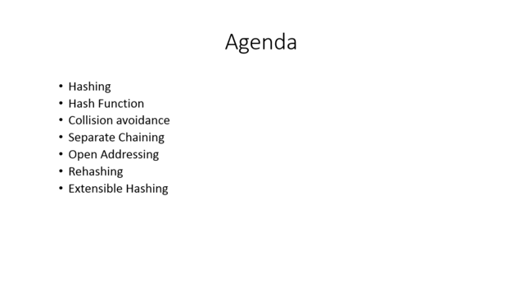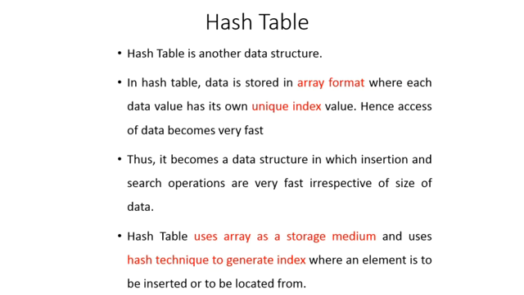We are using separate chaining, and if collision happens, how to resolve it. That can be done using two techniques. One is open addressing, in which we have to see three techniques, and then we'll be seeing about rehashing and extendable hashing. So first let us see what a hash table is.